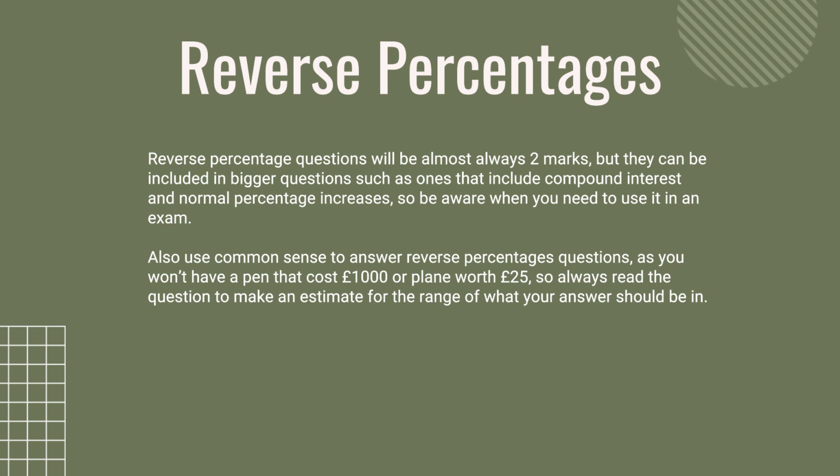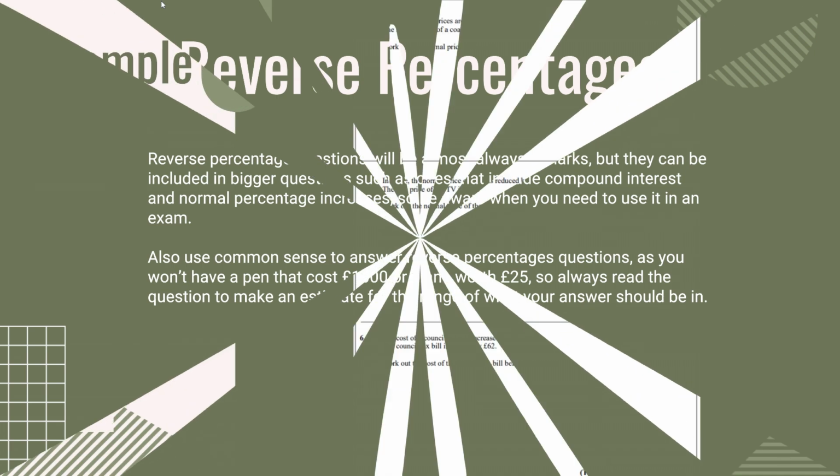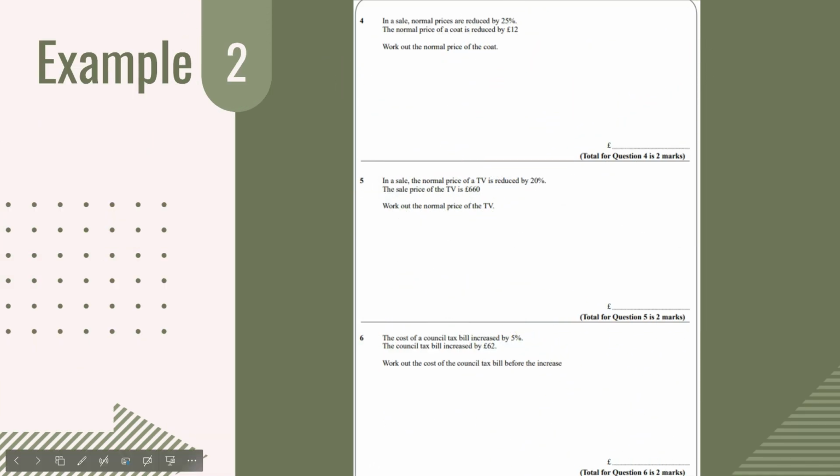So always read the question to make an estimate for the range your answer should be in. For example, for the house we did before, the house isn't going to cost £5. So if you're getting a very low number and it says a house in the question, you know you've gone wrong somewhere. Now it's time to have a go at some more exam questions. Have a go, pause the video and unpause when you've done.